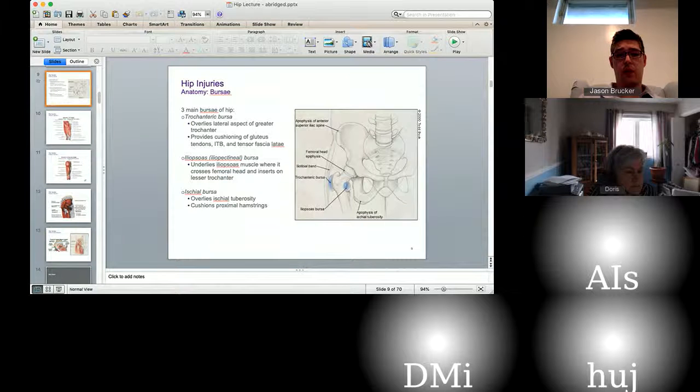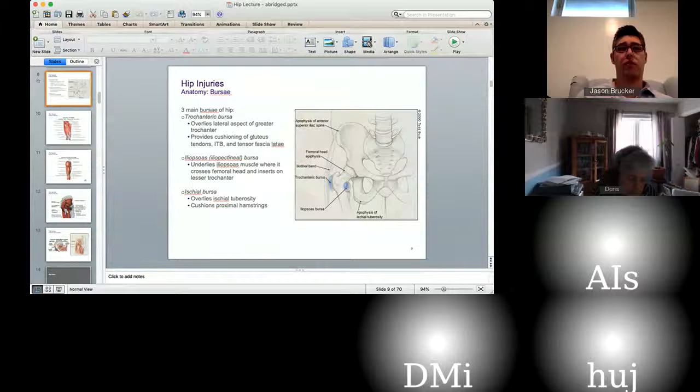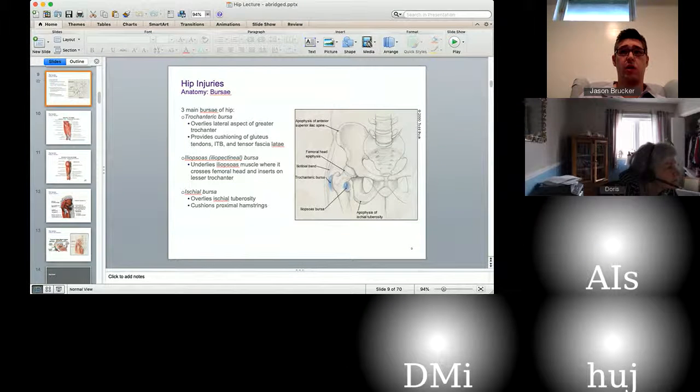Because the greater trochanter is the attachment site for various tendons, including the gluteus medius tendons. A lot of times the bursitis goes hand in hand with a gluteal tendinopathy, or is caused by the tendinopathy itself.